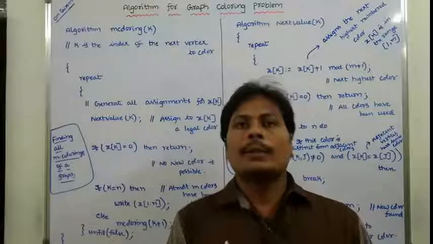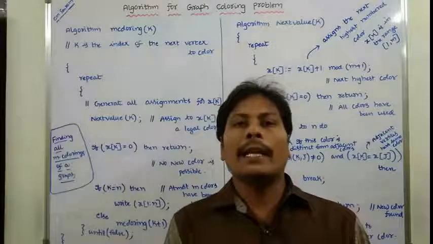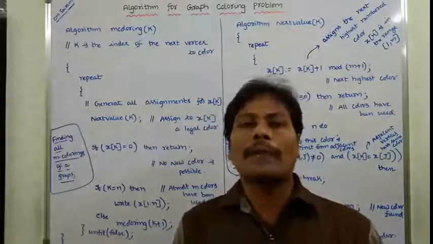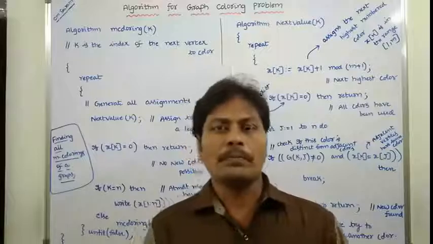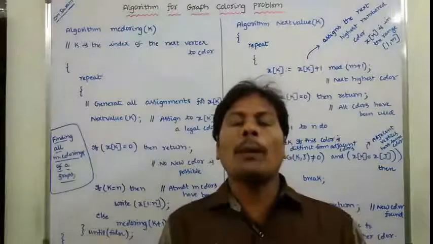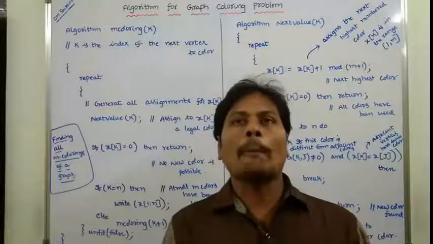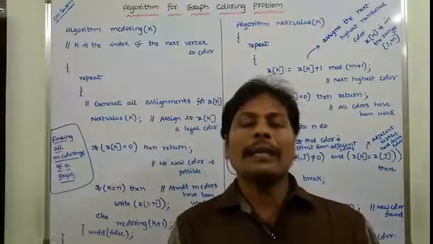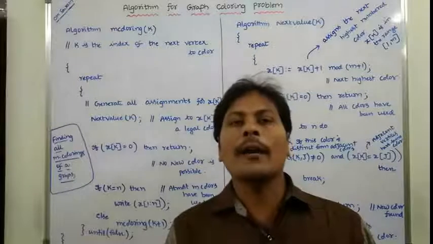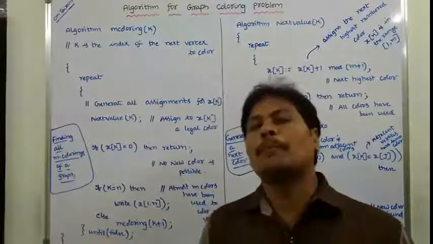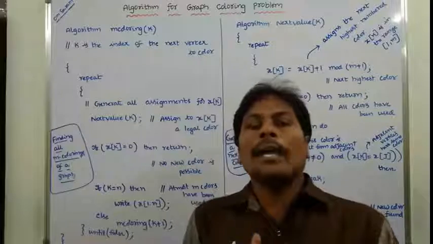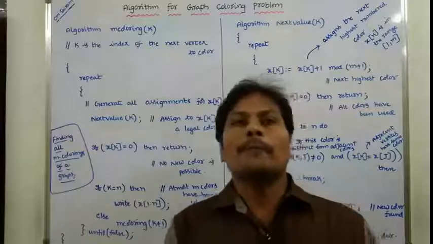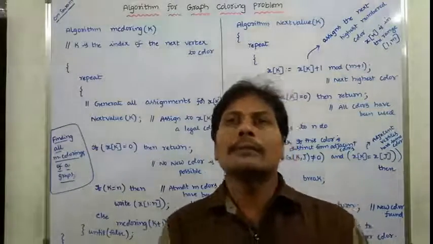Hi friends, today I am giving a lecture on the algorithm for graph coloring problem. Graph coloring problem is one of the applications of backtracking. Backtracking is one of the algorithm design techniques. So graph coloring problem is one of the example problems for backtracking.